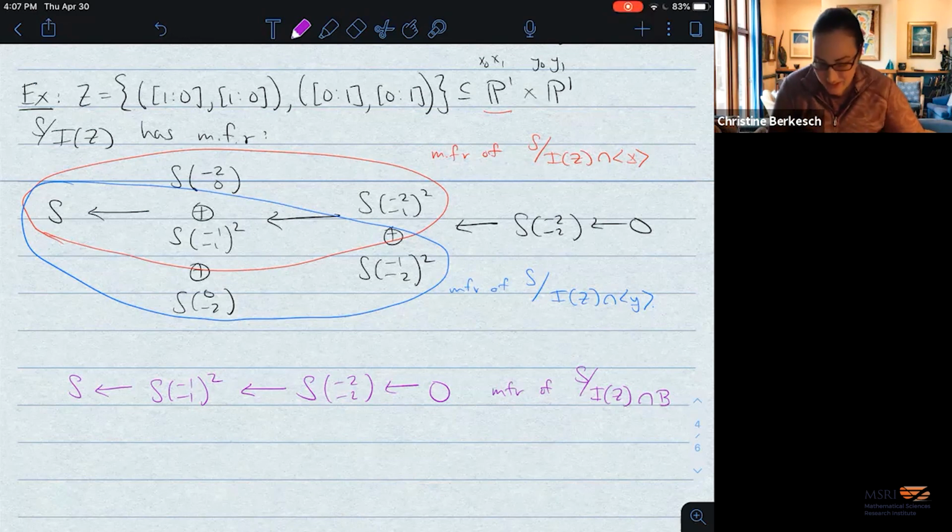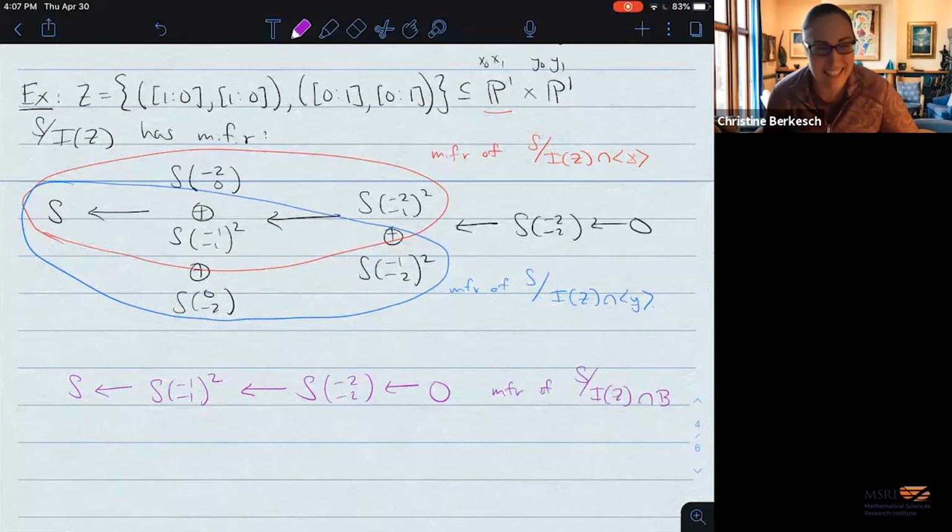Looking at the original ideal, it's not a bad ideal. It's not terribly complicated, but somehow wouldn't you much rather have a Koszul complex than anything else if you have the choice? So these are three options that work in this case.